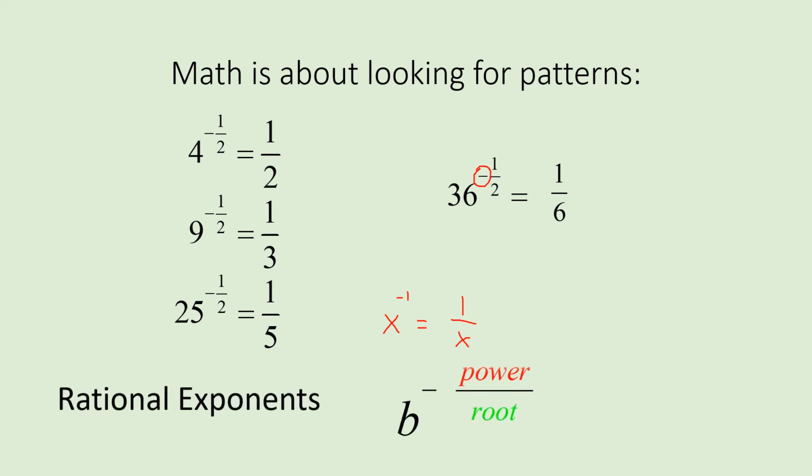So now, in rational exponents, you could have a negative sign here, which would create a flip. So again, this is the order I always do these in. I first do the root, then I do the power, and then I would do the flip.